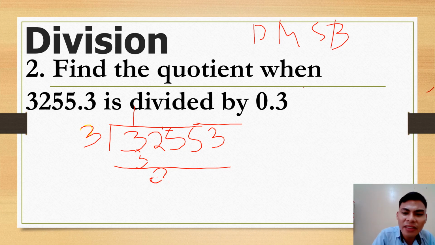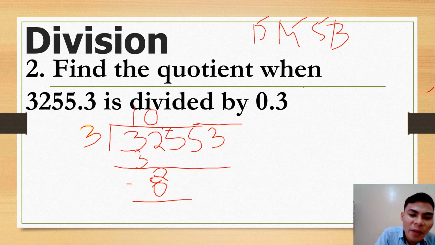Tapos 2 divided by 3, ay, hindi pa pwede. Kasi maliit pa si 2. So, lagyan nga ng 0, di ba? Kung hindi pa pwede. Tapos, divide na tayo. Multiplication. 0 times 3, 0. Sunod, subtraction. 2 minus 0, 2. Di ba? That bring down 5. Ganyan lang. 25 divided by 3.